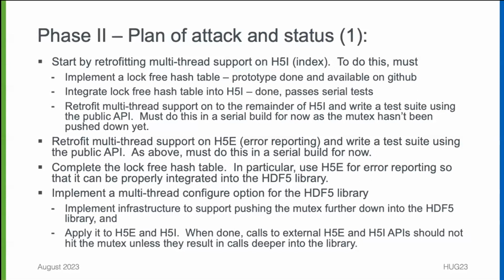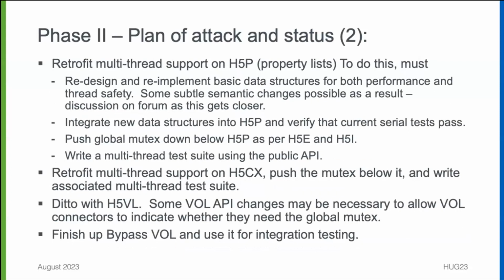And then once I have that done, I can finish up the hash table, because if it's going to go in HDF5, it should use the HDF5 error reporting and such. And then we need to set up a multi-thread configure option in the HDF5 library and start putting together the infrastructure. Just push the mutex down below the various packages. Once we've done that, calls into H5I and H5E should not hit a mutex unless the call goes further into the library. From there, it's pretty much what you'd guess.